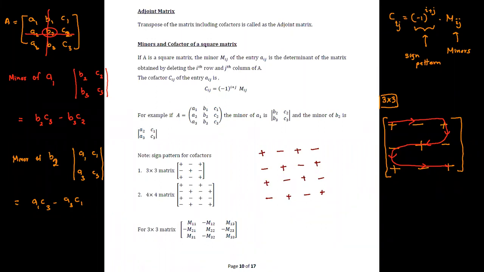Therefore, what we can see here is we have started from this point and then came around this way. Likewise, we have continued this. Therefore, this is how we are identifying the sign pattern for a 4 by 4 matrix. But here I am not going to discuss obtaining minors and cofactors for a 4 by 4 matrix. I will discuss obtaining minors and cofactors for a 3 by 3 matrix only.